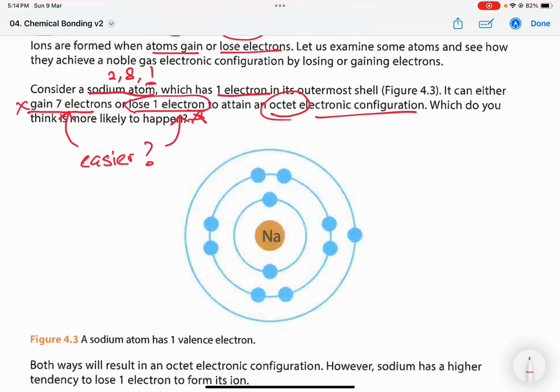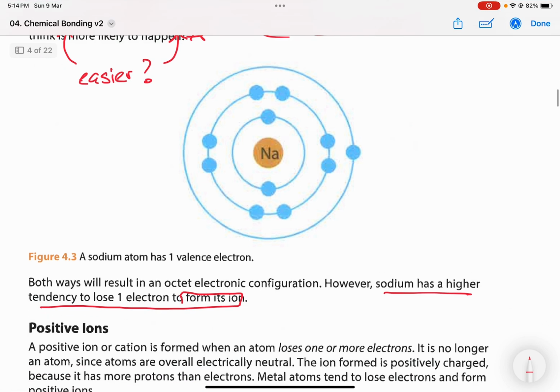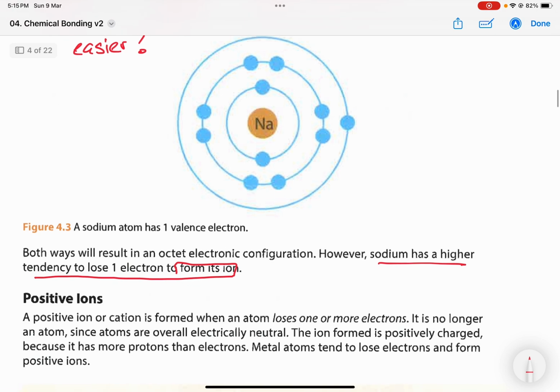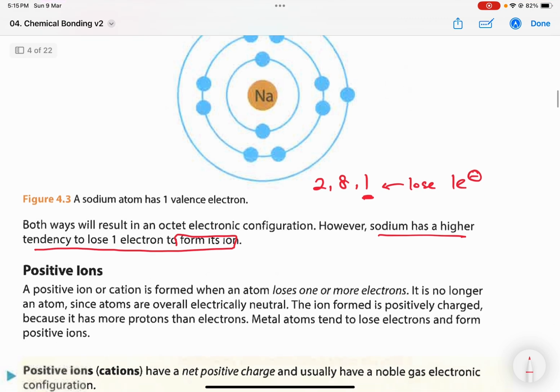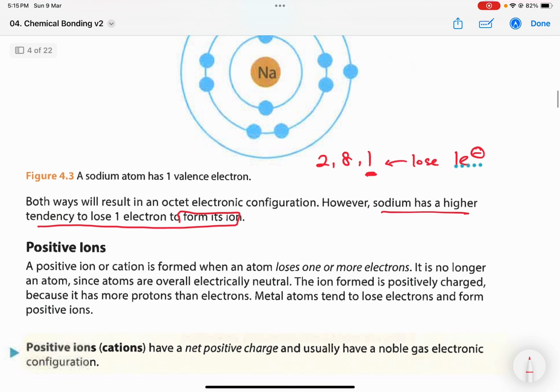Okay, this one, nope. So this will actually result in sodium, because it's easier, right? So sodium has a higher tendency to lose 1 electron to form its ions. Okay, we'll go into the drawing later on. But for this one here, you can see here, because it's 281, it will tend to want to lose 1 electron, instead of gaining 7. So by losing 1 electron, it will actually become a positive ion.